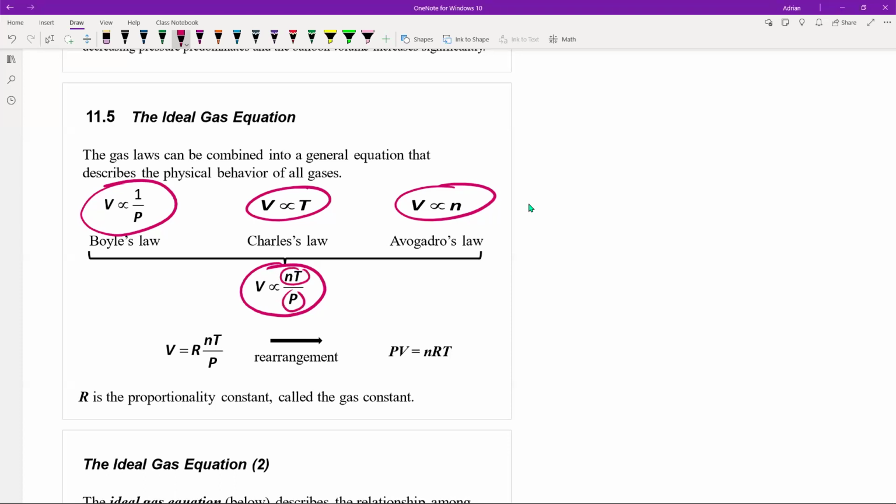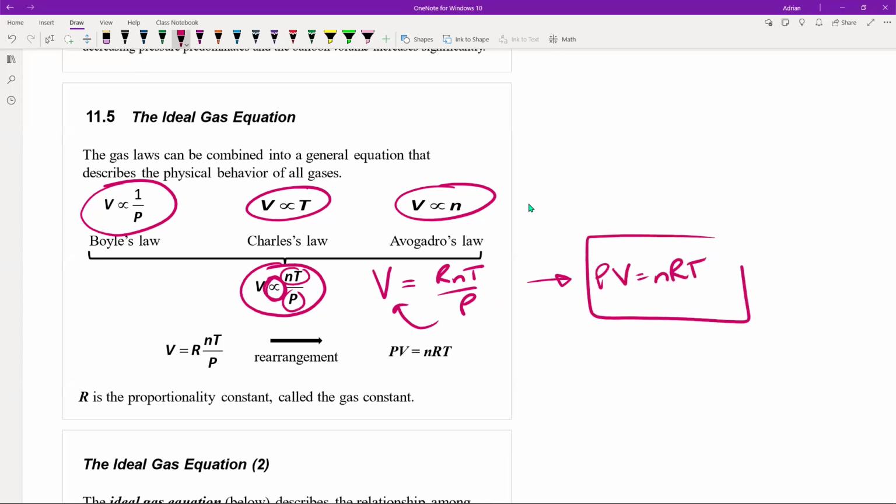And remember now, when we replace this proportionality symbol with an equal sign, we then need to introduce a proportionality constant. And usually we've used the symbol K for the proportionality constant before. Now we're going to use the symbol R to represent that constant, and then times nT over P. If we rearrange this equation, move the P to the other side, then we end up with PV is equal to nRT.